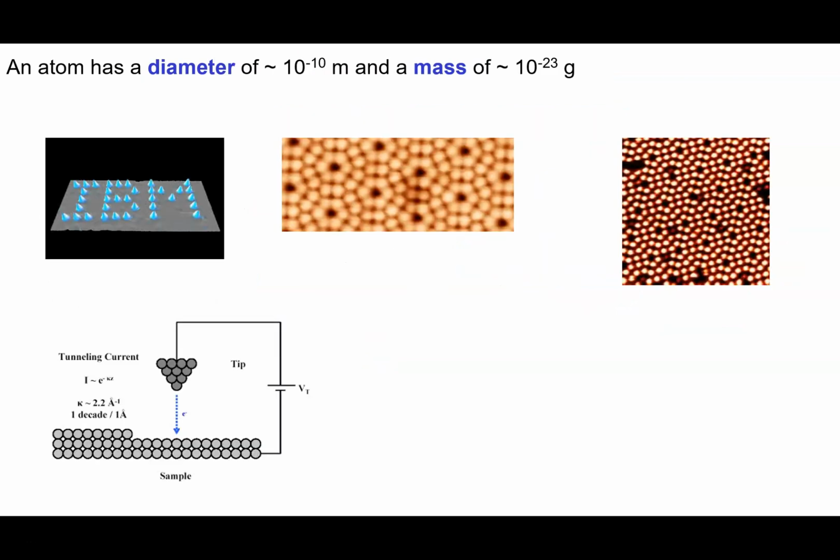So how big's an atom? An atom is about 10 to the minus 10 meters across. So I have to count here.